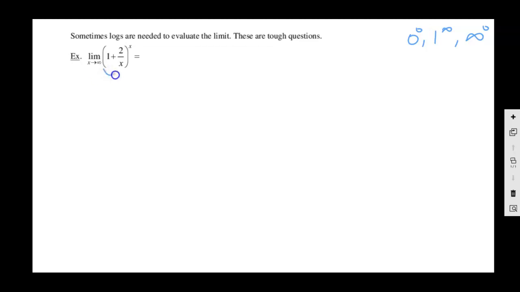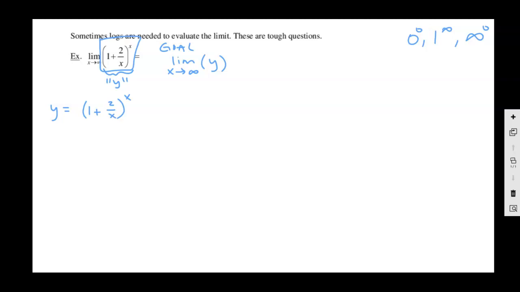What I'm going to do first is just call all this stuff y. Remember, what we want at the end of this question is to take the limit as x approaches infinity of y. This whole thing is y, and we want the limit as x approaches infinity of y. But we're going to do some scratch work over here. y equals 1 plus 2 over x to the x. Remember our goal is to take the limit as x approaches infinity of y.